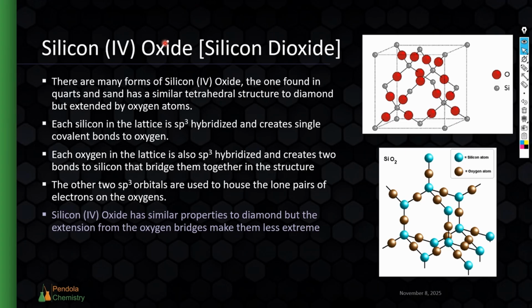That is it for this section of chapter 5. We will look at the last section in the next video, which looks at other allotropes of carbon we have not discussed here because they're not giant covalent structures.